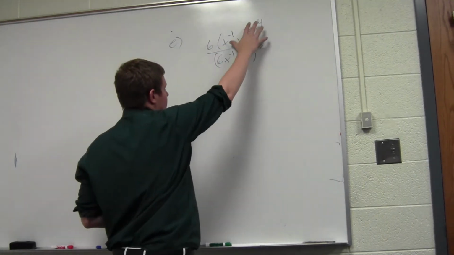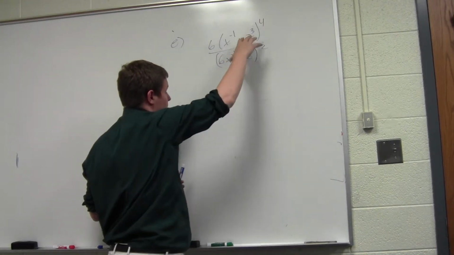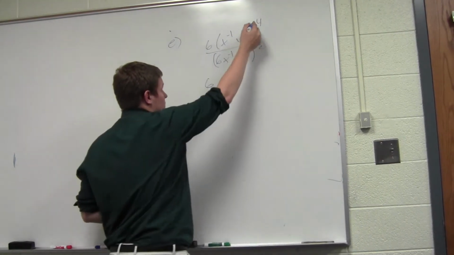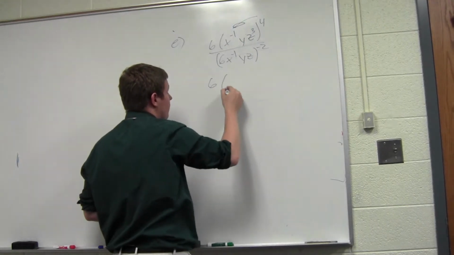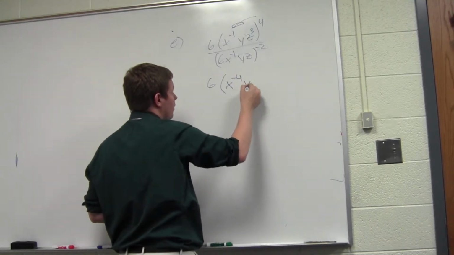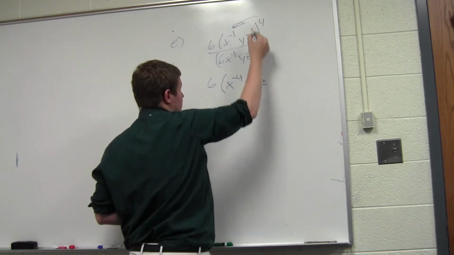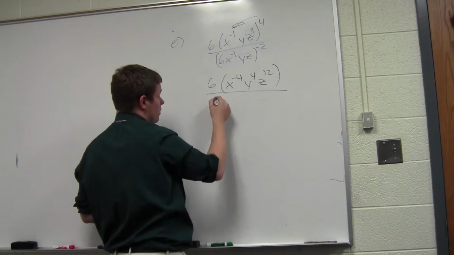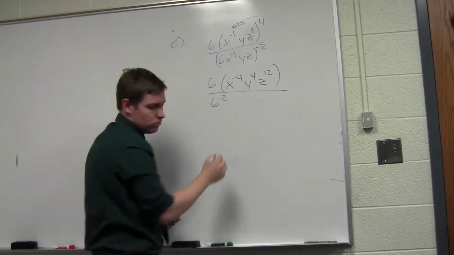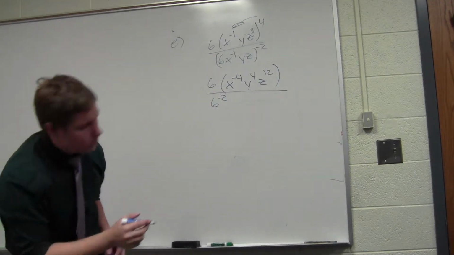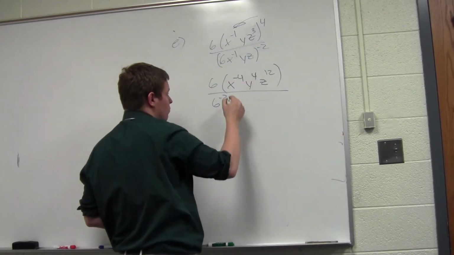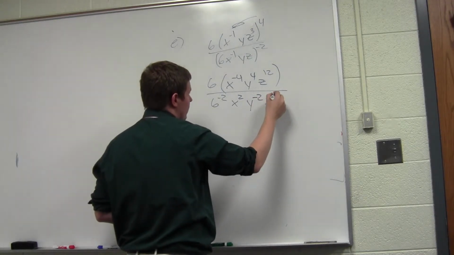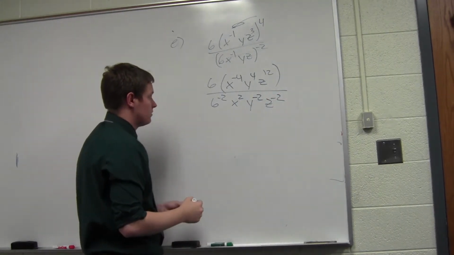So we look at this and we say to ourselves, okay, we have all this stuff to the fourth power, which means take this and multiply it by itself 4 times. It's the same as distributing the 4 in here: x to the negative 4, y to the 4th, z to the 4 times 3, which is 12. We have it all over, and that's all to the negative 2. So we have 6 to the negative 2, I think. Is that all to the negative 2? That is all to the negative 2. Negative 2 times negative 1 is x to the positive 2, y to the negative 2, z to the negative 2. Oh, that's a lot of negatives in there.